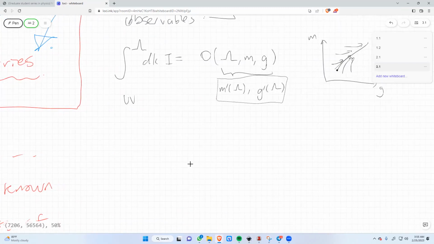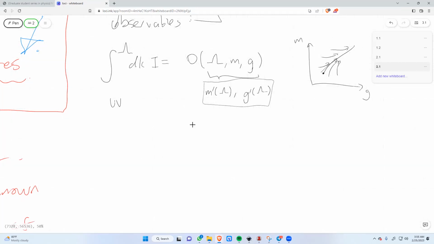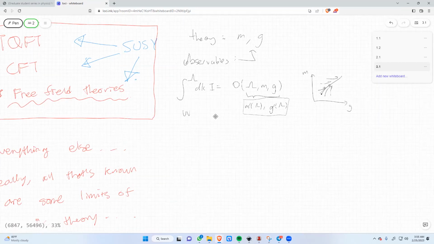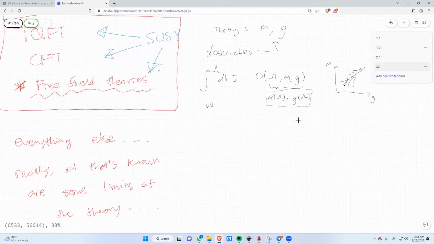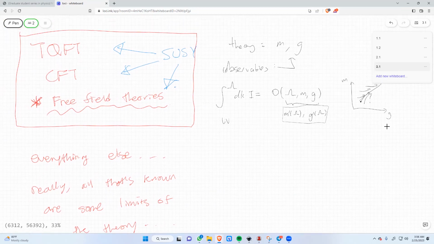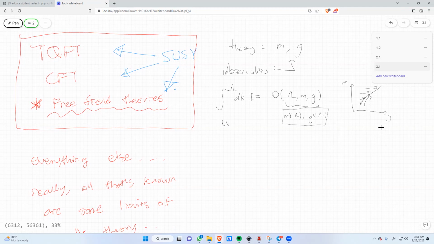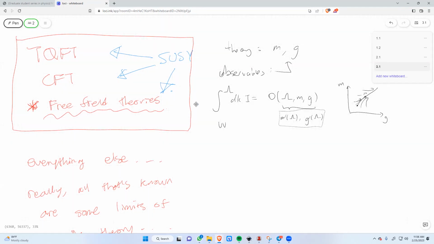From what I understand, how this ties into conformal field theory is that if you have something scale invariant, then your parameters essentially wouldn't depend on lambda. So they have trivial renormalization group. Right. How about topological field theory?